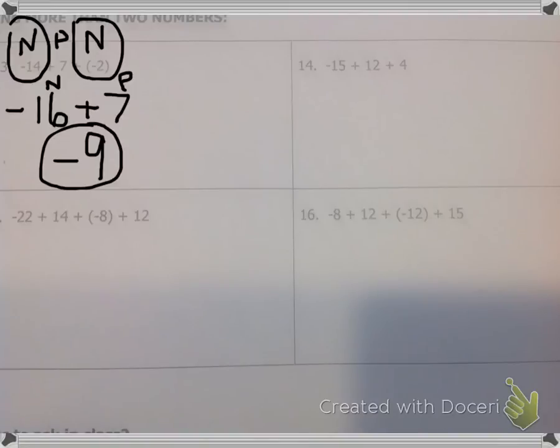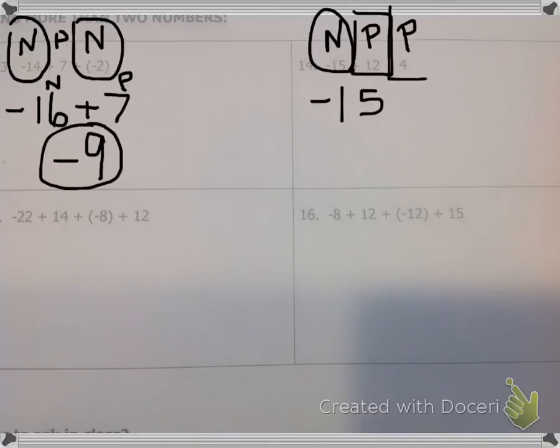Okay, let's look at number 14. You have a negative 15 plus 12 plus 4. Okay, I only have the negative 15, so I'm just going to bring that down. And then I have positive 12, positive 4, so two positives, that would be same signs. Same signs add. 12 plus 4 is 16, and they're both positive. Take sign of larger number, it would be a positive 16.